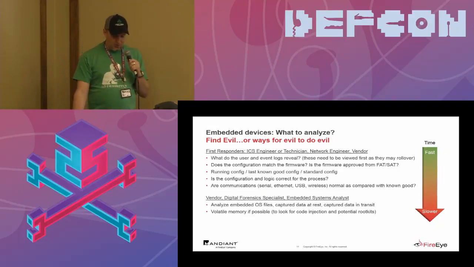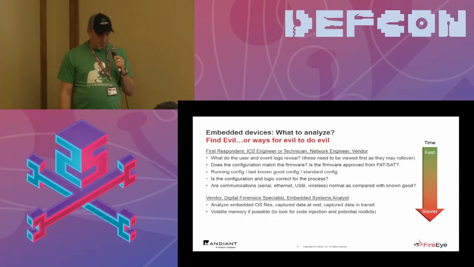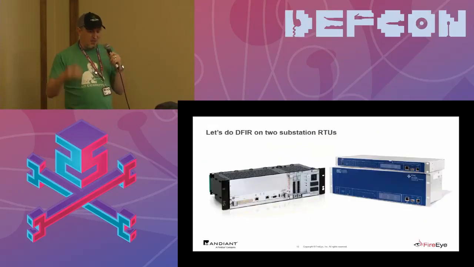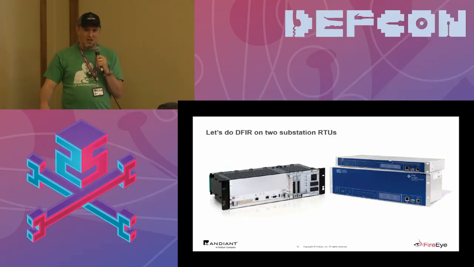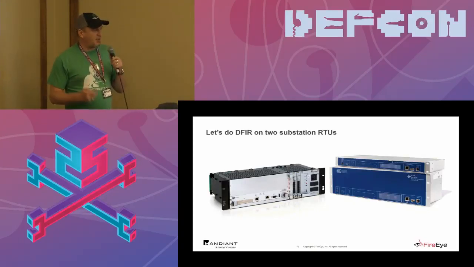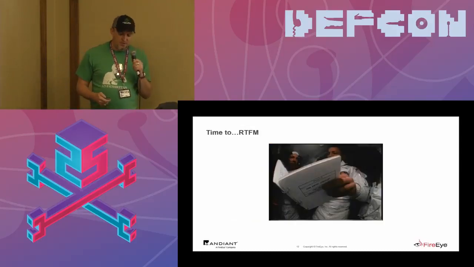And what takes even more time is getting a vendor, a digital forensics specialist, an embedded systems analyst. So analyze embedded operating system files, capture data at rest, capture data in transit, and in the case of Industroyer, CrashOverride, or anything like Stuxnet, this takes time. It takes a lot of time to analyze it and reproduce it. Volatile memory, and to look for code injection or potential rootkits. So keep these things in mind when you have a DFIR process for control systems.